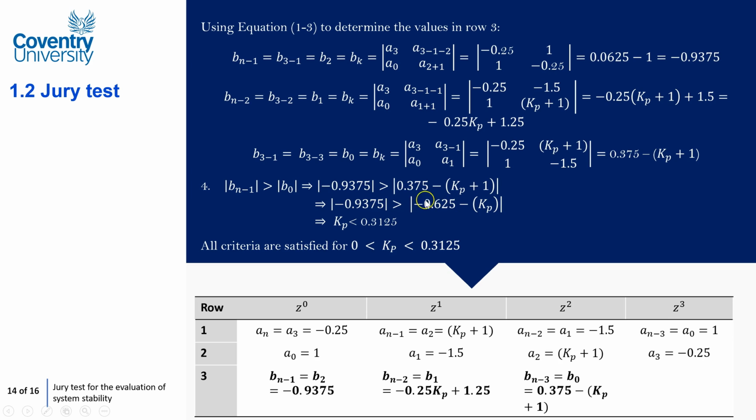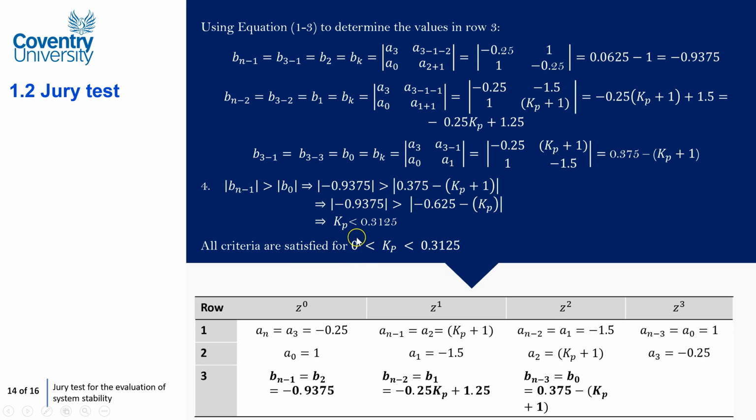And then when I'm looking at that, I'm thinking, right, what kp value is going to ensure that this value here is greater than this. And a kp value of less than 0.3125 here will result in a value that is effectively less than this. Okay, so a value less than that will result in a value being smaller than this, hence you would satisfy the condition.